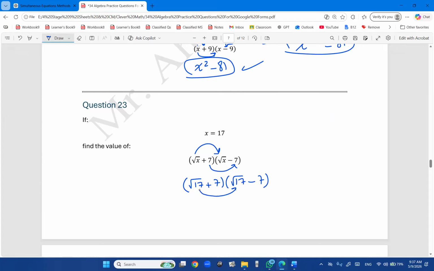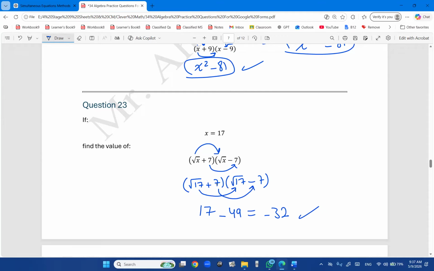First by first, square root of 17 multiplied by square root of 17 is just 17, mister. Then 7 times negative 7 is negative 49. So 17 minus 49 is going to be negative 32. That's it. Okay? Do not start with first times first, then first times second, and second times first.